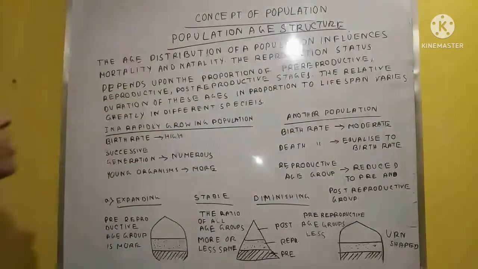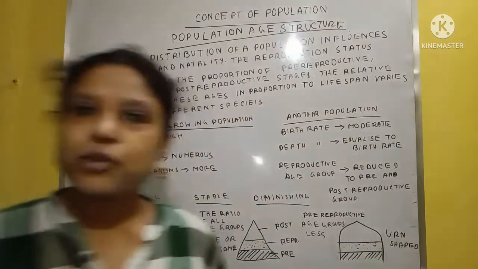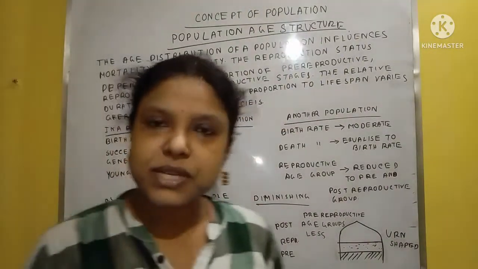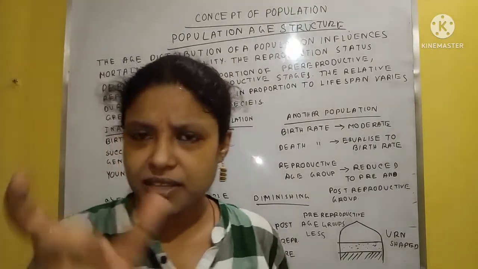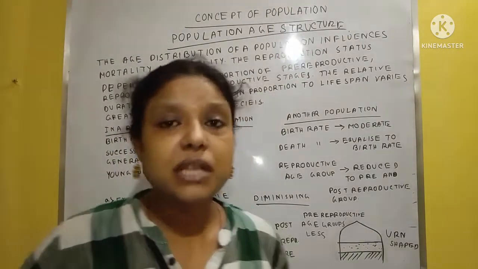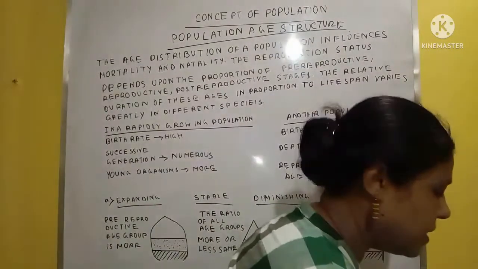That is the population age structure. What is the population age structure? Actually, there are three types of age groups. One is the pre-reproductive group, another is the post-reproductive group, and the last one is the reproductive group. Here the reproductive group is the middle one.